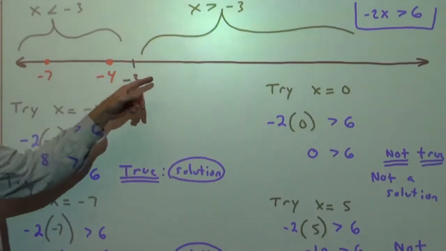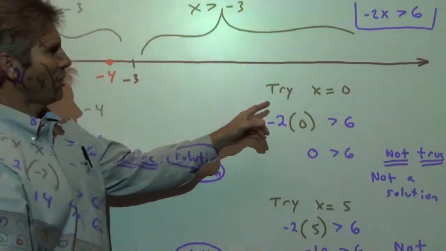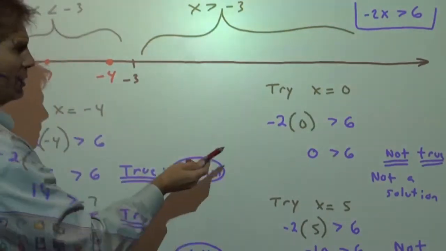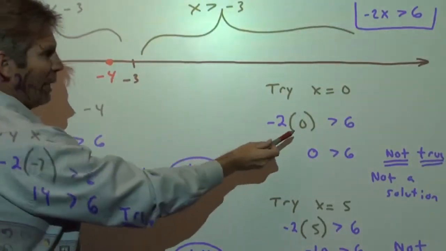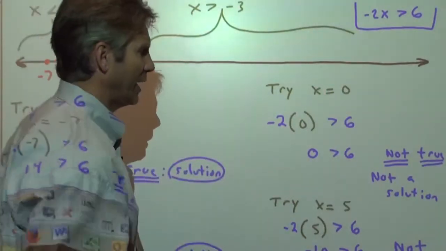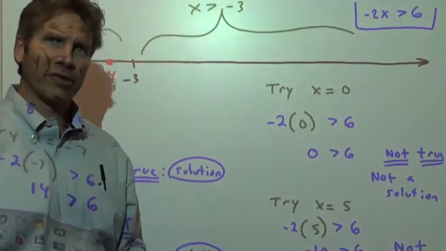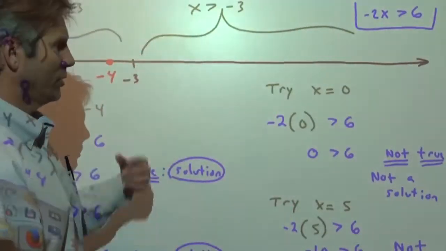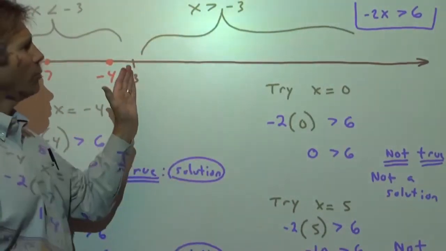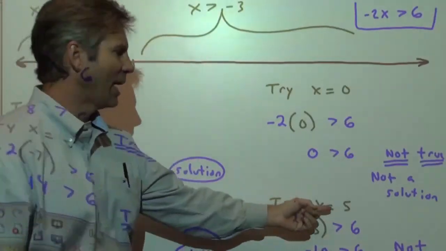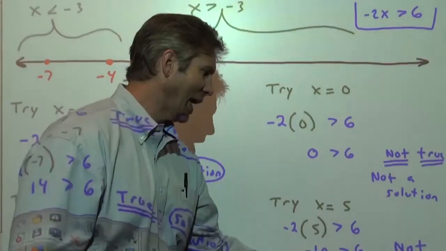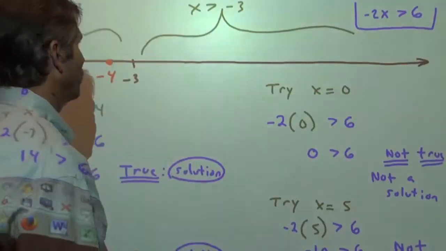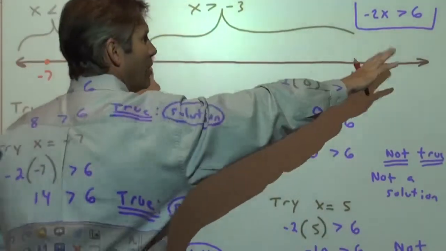Now let's go to the other side of -3. Let's try x equals 0. That's a good number to choose. That is in this range, that x is greater than -3. 0 is up here. But alas, if we put a 0 in for x, we end up with 0 is greater than 6. That's not a true statement, so 0 is not a solution. Let's try one more number on this side of the boundary, like 5. But again, -2 times 5 is -10. -10 is not greater than 6, so again, not a true statement. That side of the boundary, no solutions.